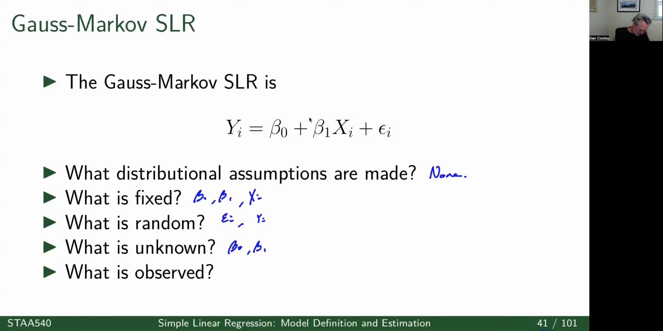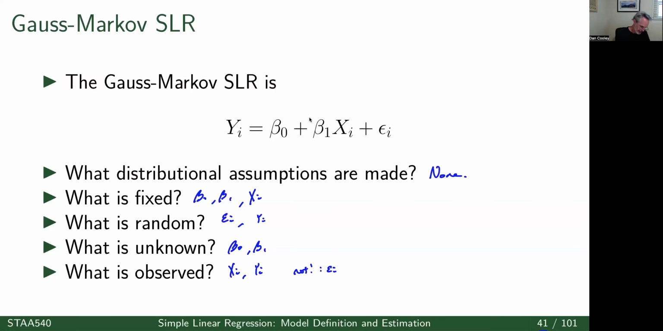What is observed? Well, we observe the xi, we observe the yi, we do not observe the epsilon i. And as we said, the beta naught and the beta 1 are unknown. Okay, so that summarizes what we know about the Gauss-Markov simple linear model.